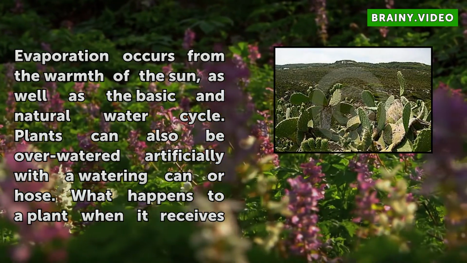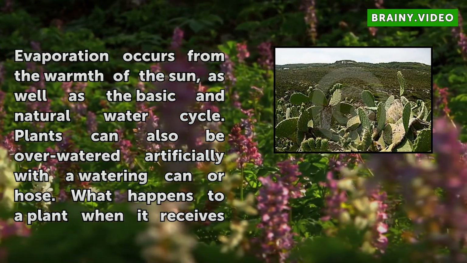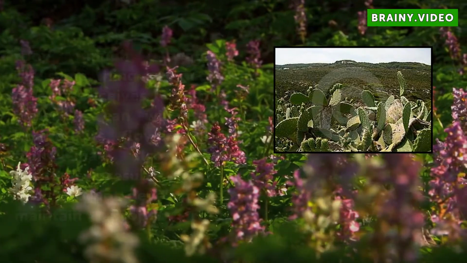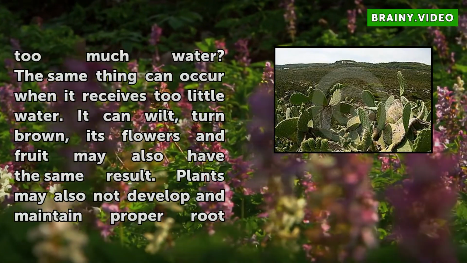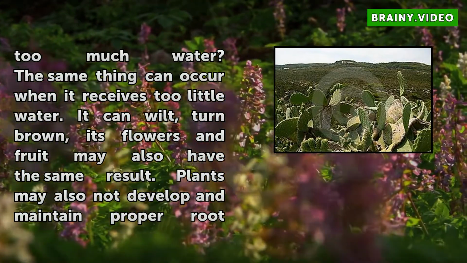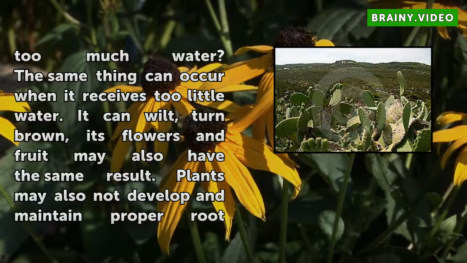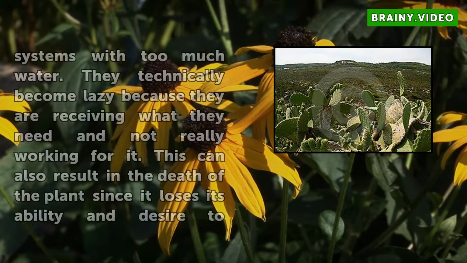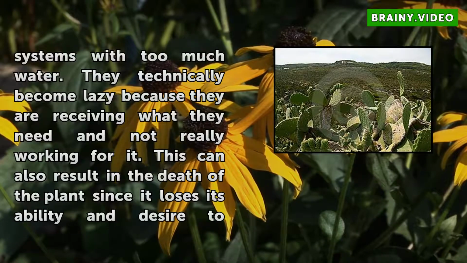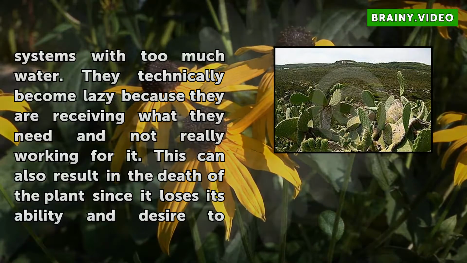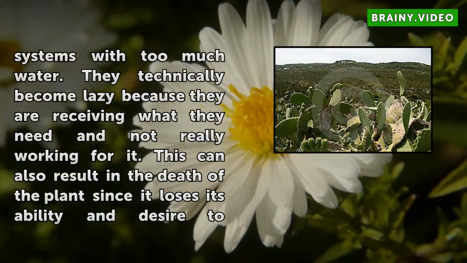What happens to a plant when it receives too much water? The same thing can occur when it receives too little water. It can wilt, turn brown. Its flowers and fruit may also have the same result. Plants may also not develop and maintain proper root systems with too much water. They technically become lazy because they are receiving what they need and not really working for it. This can also result in the death of the plant since it loses its ability and desire to survive.